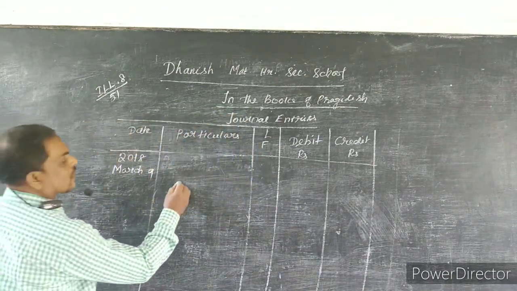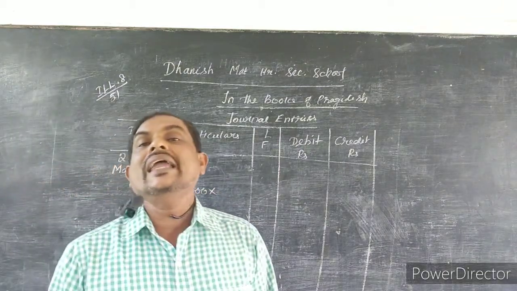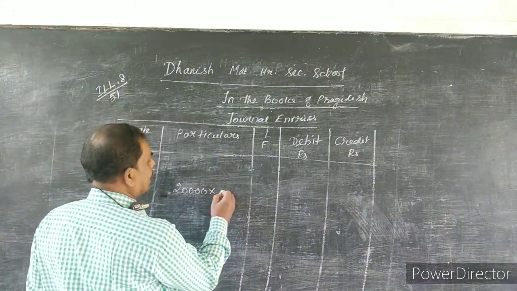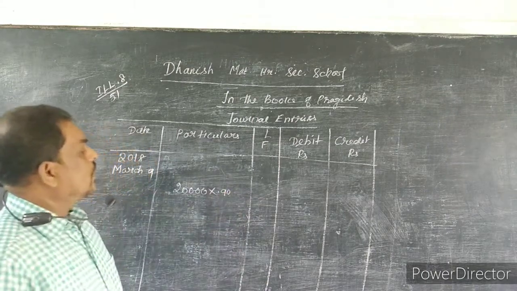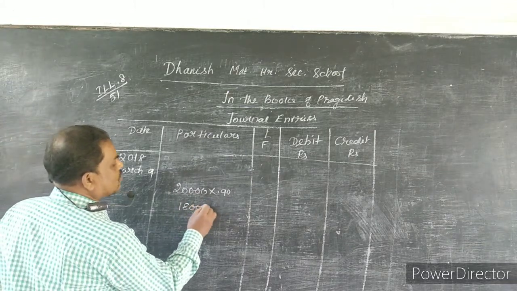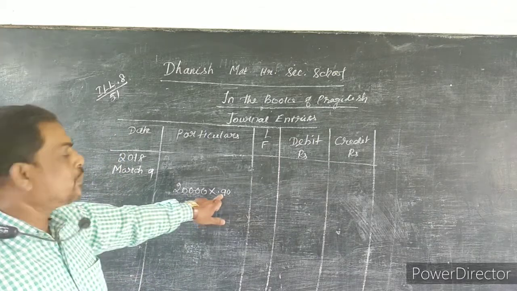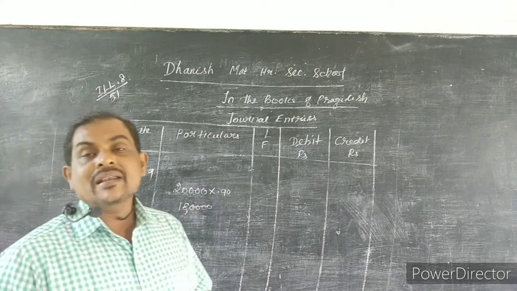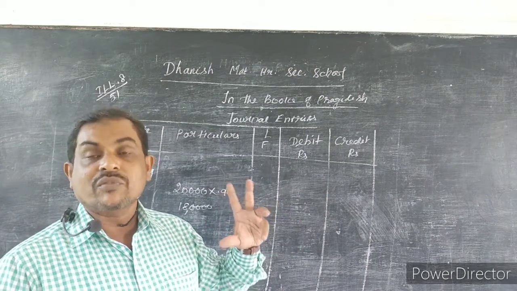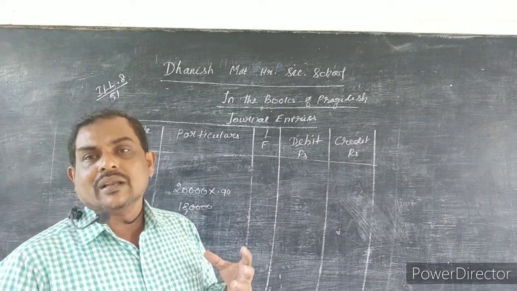Listen my dear students, out of 20,000, he'll pay how much? 90 paise, which means 0.9. What will come? So 18,000 only I can get from him. 20,000 into 0.90, if you multiply, we will get 18,000 rupees. It means L can return to me only 18,000 out of the actual 20,000 goods sold to him. He repays only 18,000 because of insolvency.